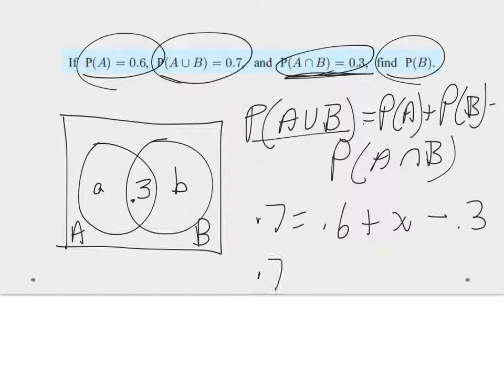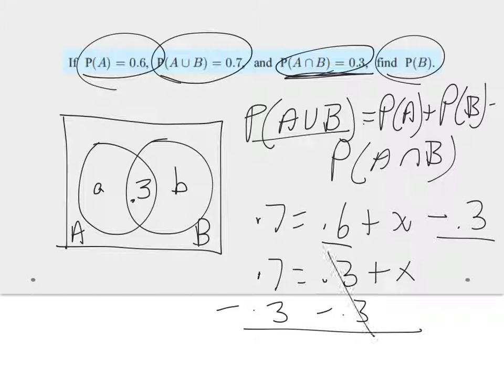So we get 0.7 equals, then 0.6 minus 0.3 is 0.3 plus X. Then we're going to subtract 0.3 from both sides. So that cancels, and we get 0.4 equals X. And X was equal to the probability of B. So the probability of B is equal to 0.4.